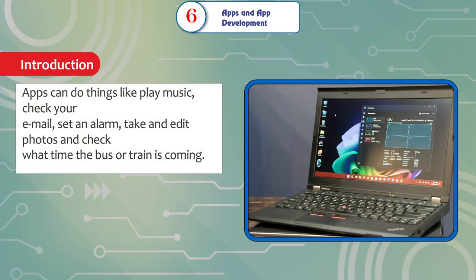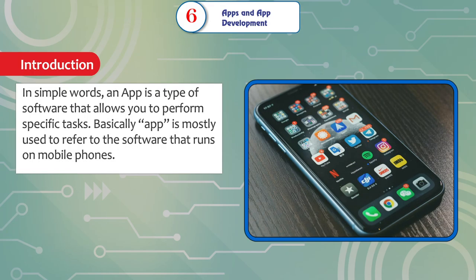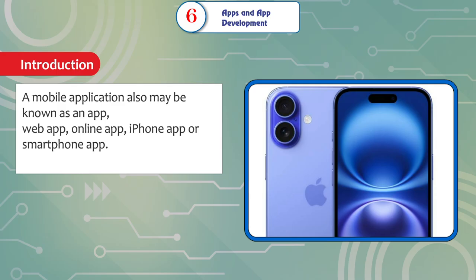Apps can do things like play music, check your email, set an alarm, take and edit photos, and check what time the bus or train is coming. In simple words, an app is a type of software that allows you to perform specific tasks. Basically, app is mostly used to refer to the software that runs on mobile phones. A mobile application may also be known as an app, web app, online app, iPhone app, or smartphone app.